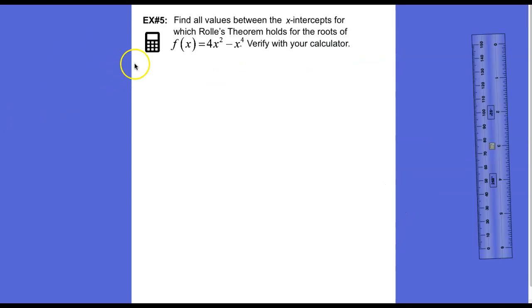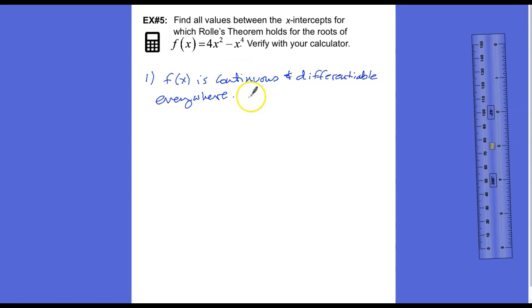In example 5, they say find all values between the x-intercepts for which Rolle's theorem holds for the roots of f of x equals 4x squared minus x to the 4th. Verify with your calculator. Well, first of all, this is a polynomial, and so I can argue that f of x is continuous and differentiable everywhere.